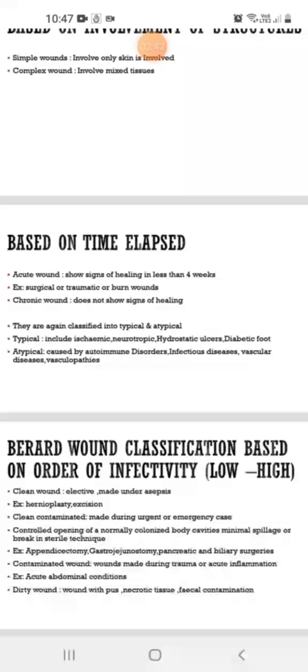The chronic wounds are again classified into typical and atypical wounds. They typically include ischemic, neurotropic, hydrostatic ulcers, and diabetic foot. Atypical is caused by autoimmune disorders, infectious diseases, vascular diseases, and vasculopathies. And the last classification is Berard wound classification based on order of infectivity, low to high.